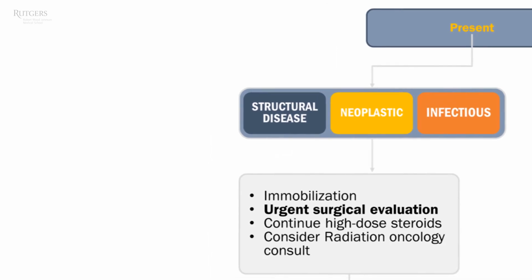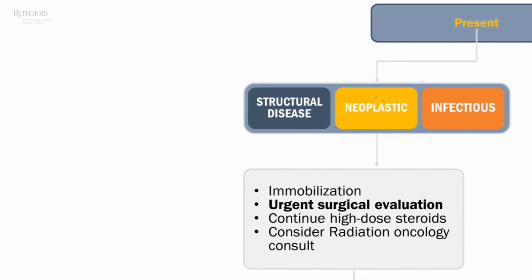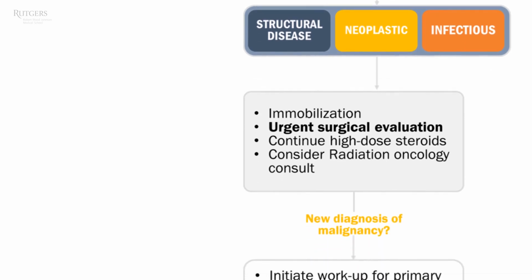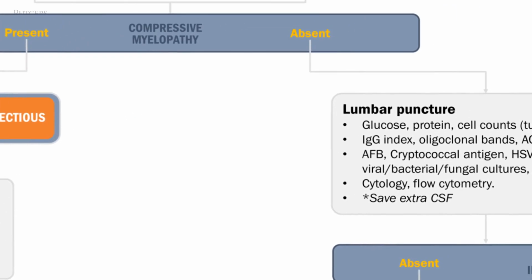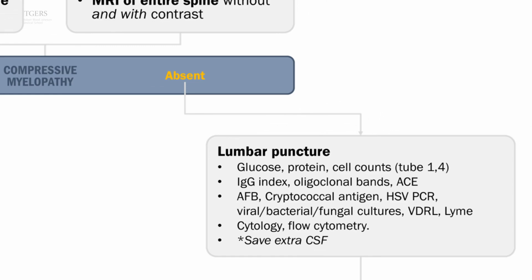The next step is to immobilize the patient and consider urgent surgical decompression. If you're dealing with a known tumor, radiation therapy can be useful in cases where surgery is not appropriate. If it's a new diagnosis of malignancy, then a workup for primary neoplasm is in order, and we usually call our oncology colleagues for help. Now, if cord compression is absent, the next step is lumbar puncture.